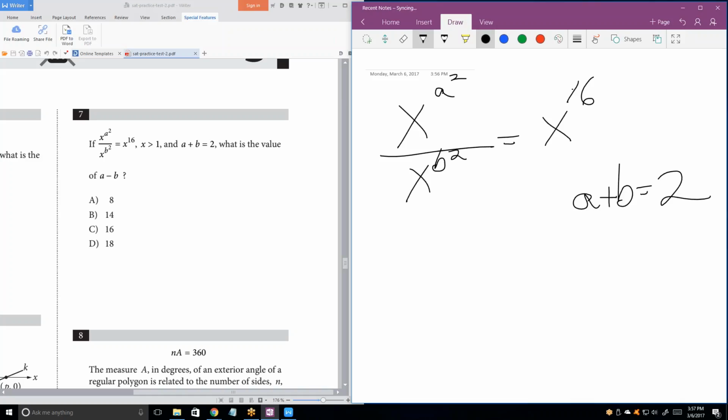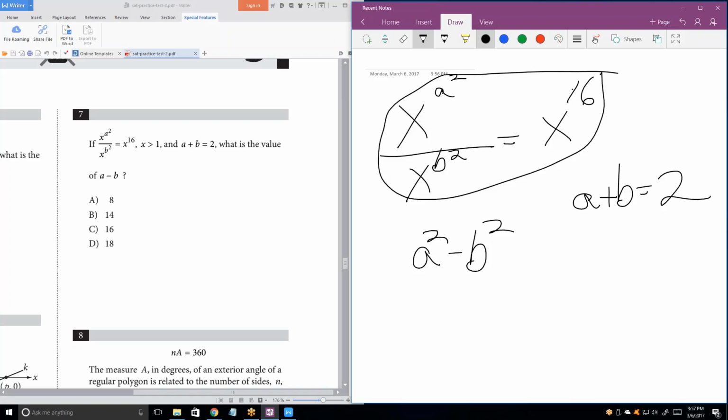So what's the first thing we can say based on this? What do you do when you're dividing same base, different exponents? Subtract. So what equation can I write? A squared minus b squared equals x to the 16th, or 16. Sorry, 16. Yep.